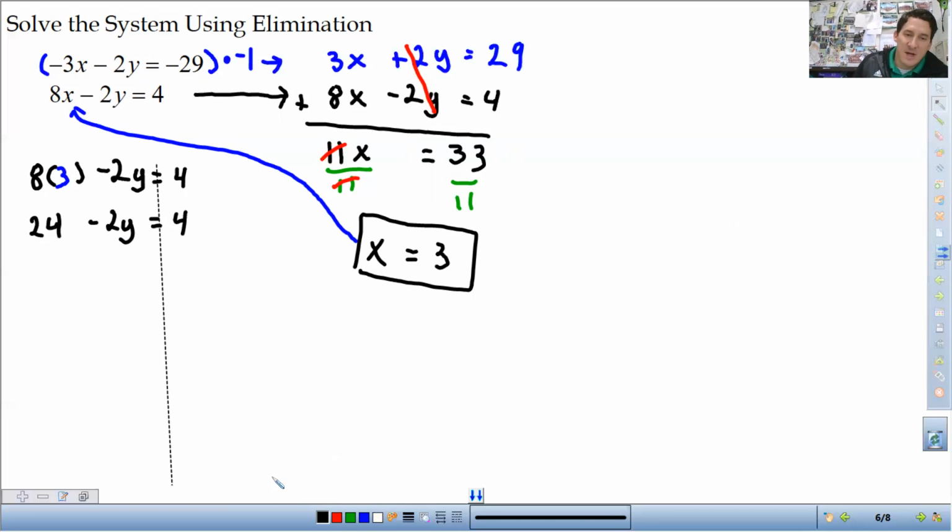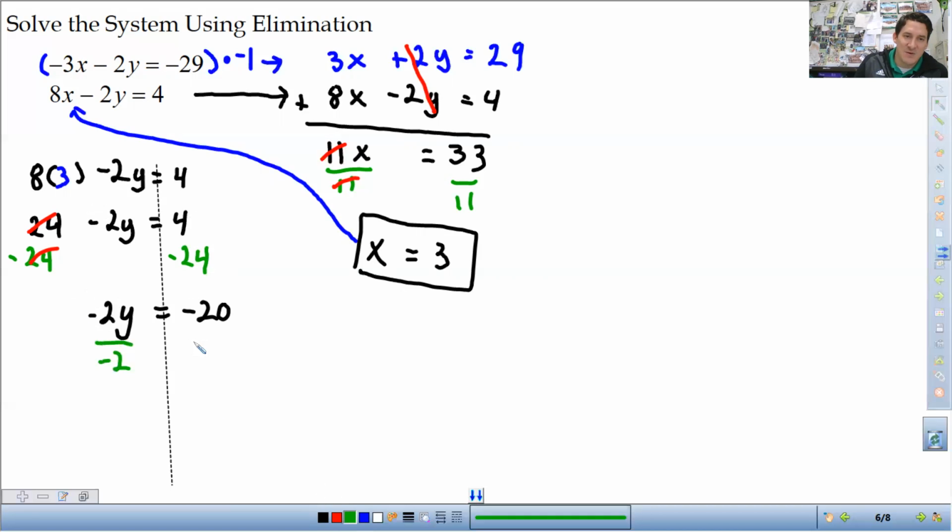Here, I'm going to eliminate the 24 since it's positive. I need to subtract 24 from both sides. So positive 24 minus 24 cancels out. You get negative 2y is equal to 4 minus 24 is negative 20. Again, since this is minus 2y, that negative stays with the 2. So it's a negative 2y down here. Keep track of those negatives.